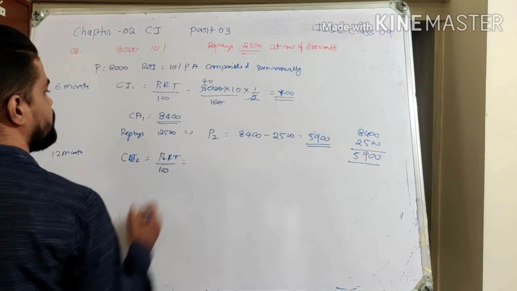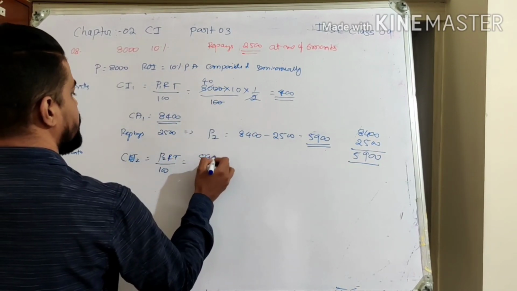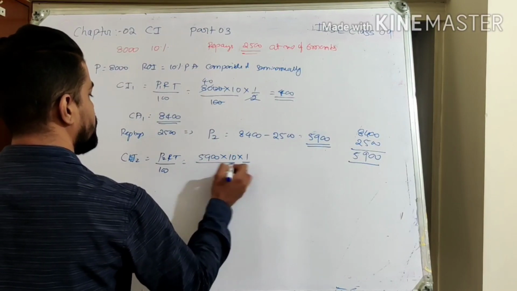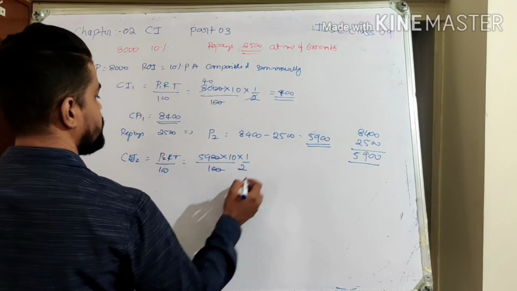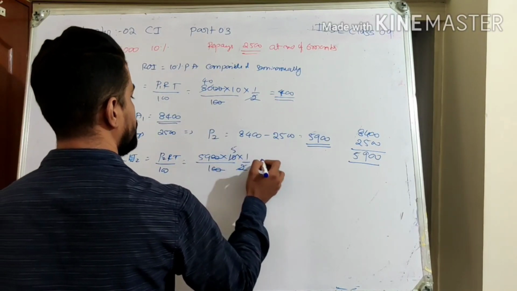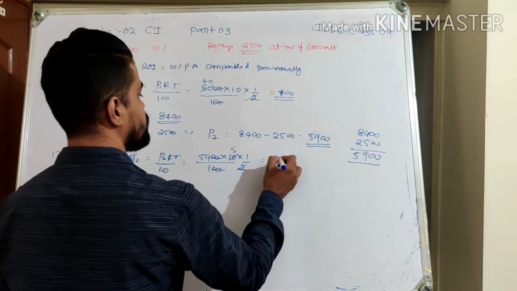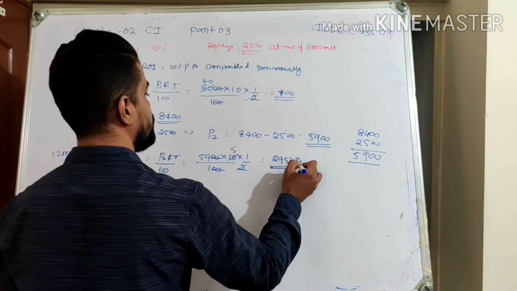So now, at the end of the 12 months, the compound interest will be P into R into T by 100. So the principal is 5,900 into 10 into 1 by 2 into 100 again. The 0, 0 cancels. We end up with 5 into 59. 5 50s are 250. 5 9s are 45. That is 295 rupees.